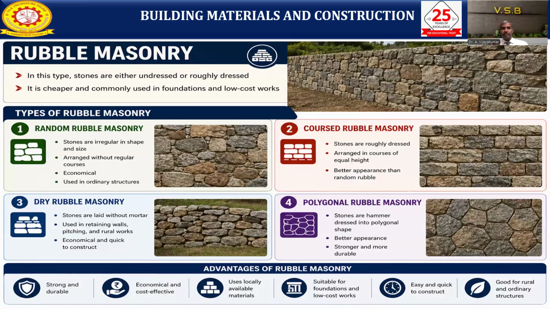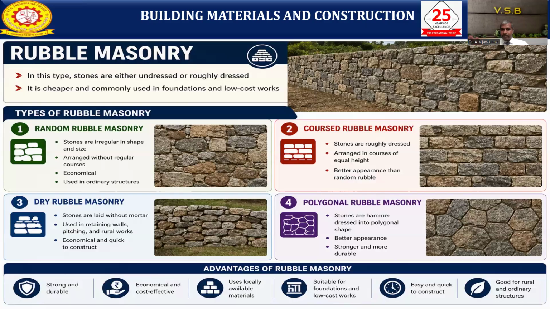So these are the predominant types of rubble masonry: random rubble masonry, coarse rubble masonry, dry rubble masonry, and polygonal rubble masonry. What is the purpose? What is the advantage of using rubble masonry? It is very strong and very durable. It is sustainable and lifelong. It is economical and more cost effective compared to other materials.